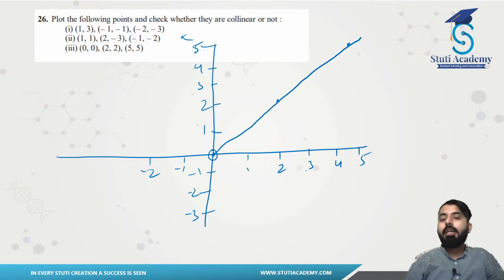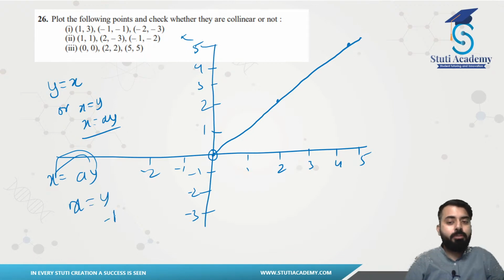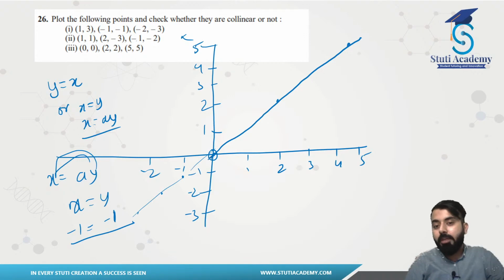And you remember I had told you that these kinds of lines generally have equations like y is equal to x, or x is equal to y, or x is equal to ay, that means a being any natural number or whole number. If you have x equals a, y, then if you assume any value of y, that will be the same as your x. Let's say if I assume y is minus 1, then x is also minus 1. So our point should be this one, then this will be that one, and you can see the line will be like this. It will always be passing through the origin.